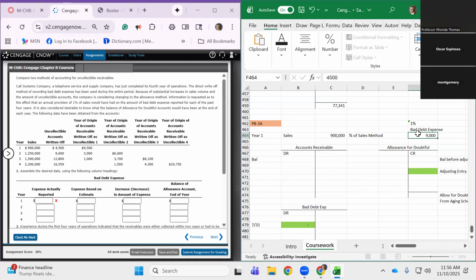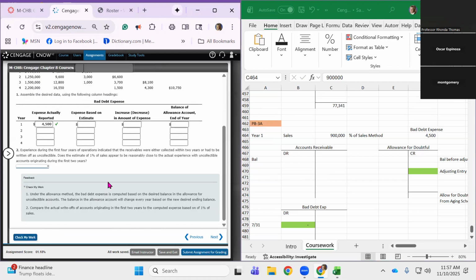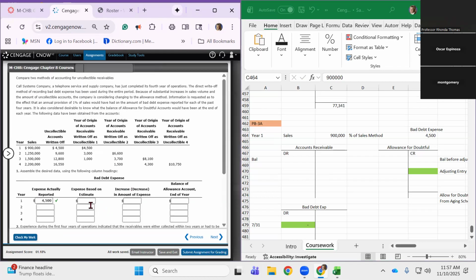They wrote off $4,500 is what they actually wrote off. And then the year of origin of accounts receivable written off as collected. So the difference in year one is nothing. So the actual amount they wrote off in year one is $4,500, I believe. Yes. Okay.